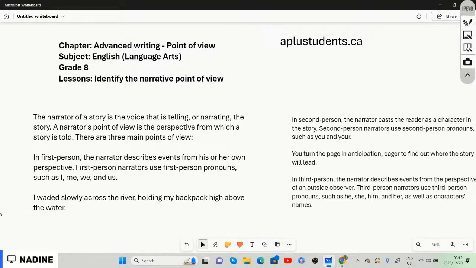And if we look at an example of first person narrating, it says, I waded slowly across the river, holding my backpack high above the water.